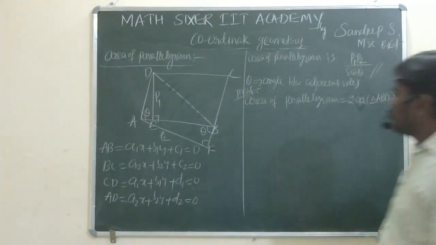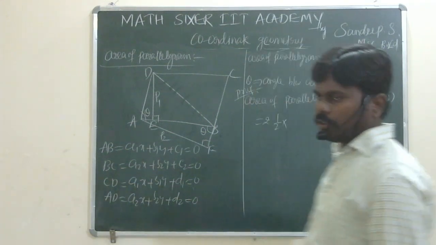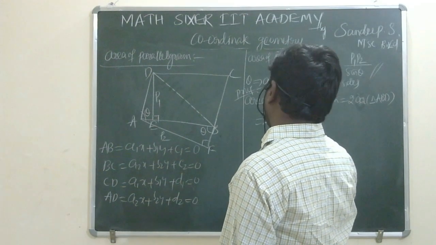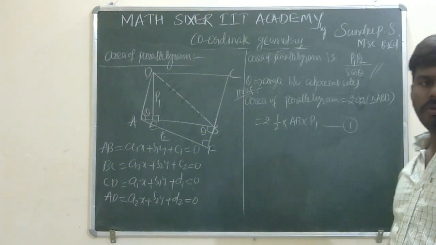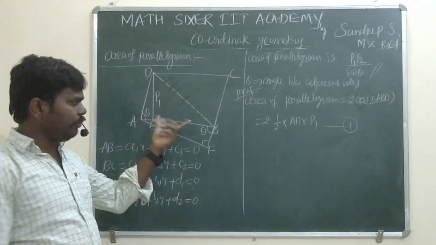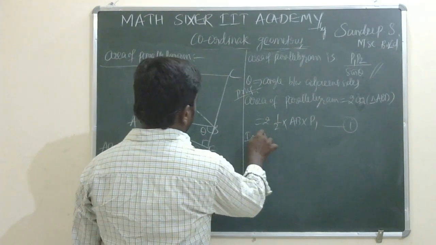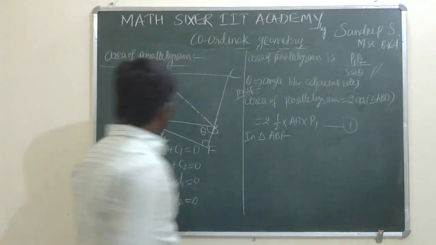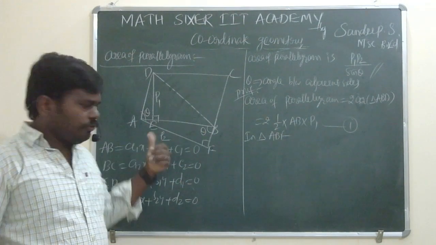Now 2 times the area of the triangle means 2 times 1 by 2 base into height. Base is AB and height is P1. You can take it as the first equation. Now we have to find the AB value in terms of P2. So in triangle ABF, we have to find AB, and we know AF is equal to P2.